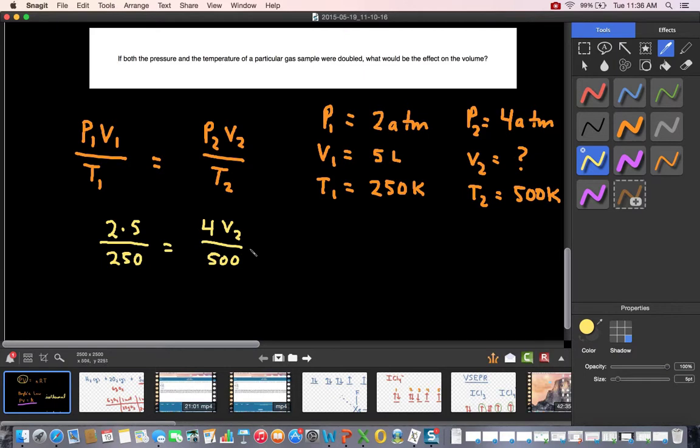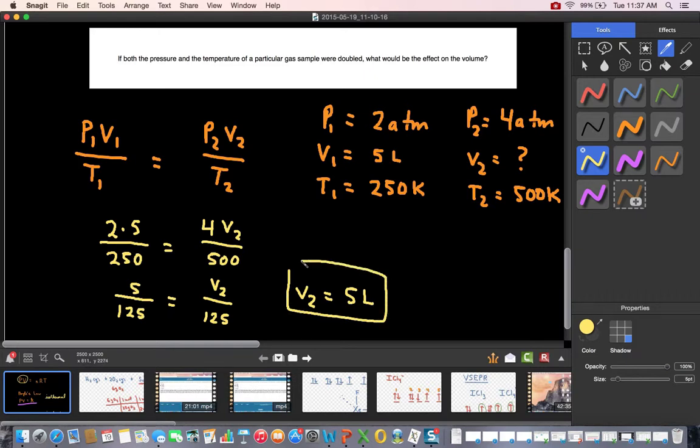There's a variety of ways that we can solve this. One way that is effective is just to reduce our fraction. 2 over 250, both of those can be divided by 2. That would leave me with 5 over 125 equals, now I can divide both 4 and 500 by 4. That would leave me with V2 over 125. So clearly V2 does not change. It is 5 liters. That's one way that you could solve it.